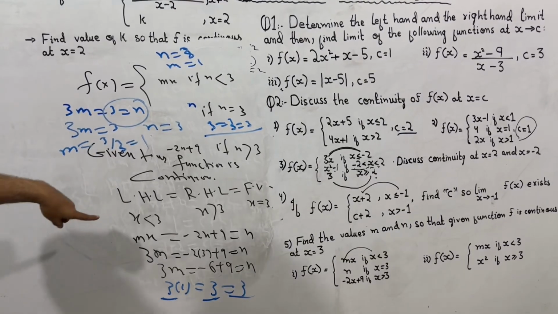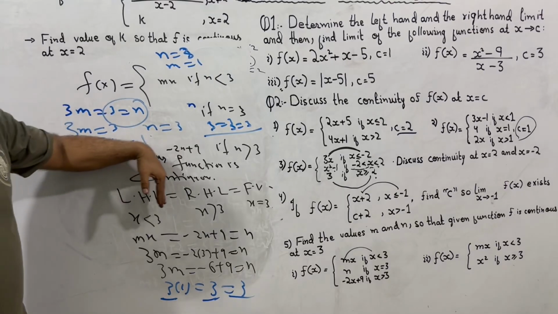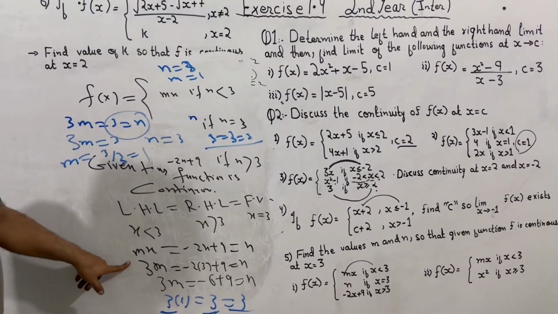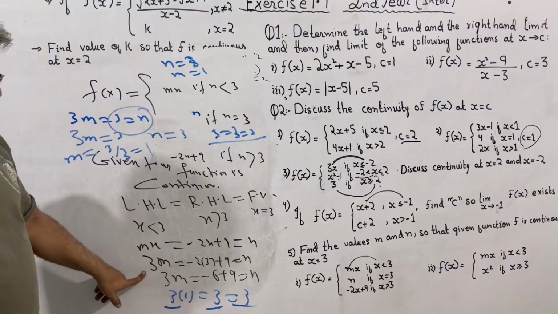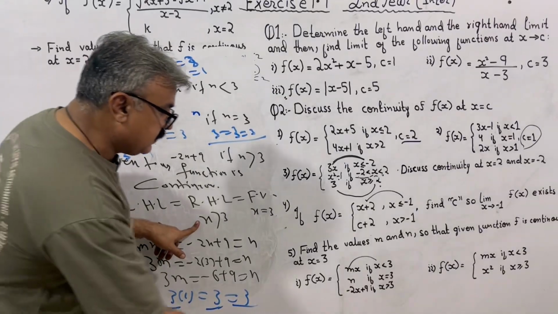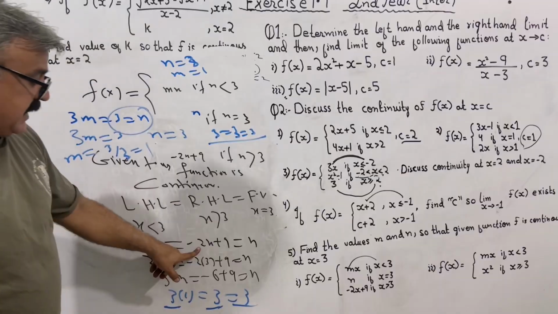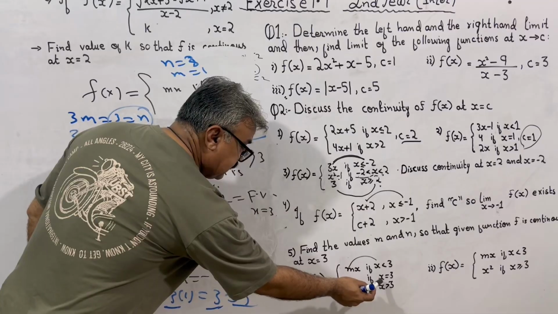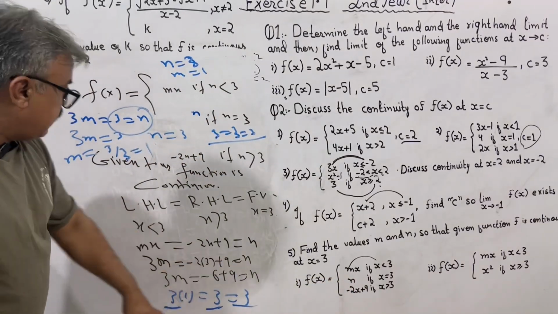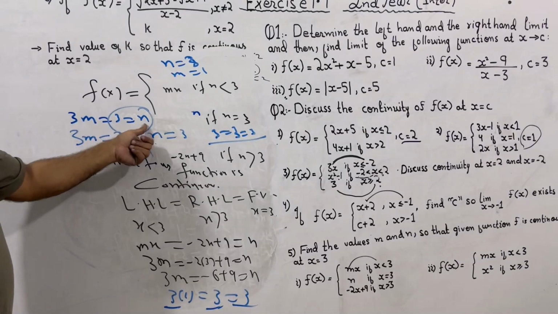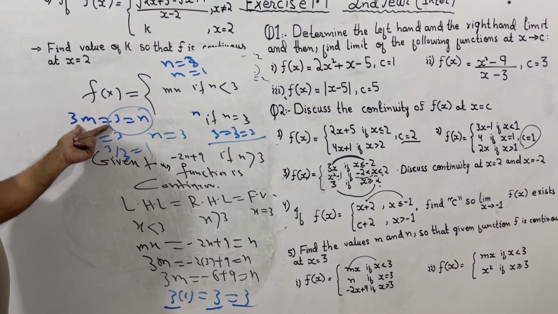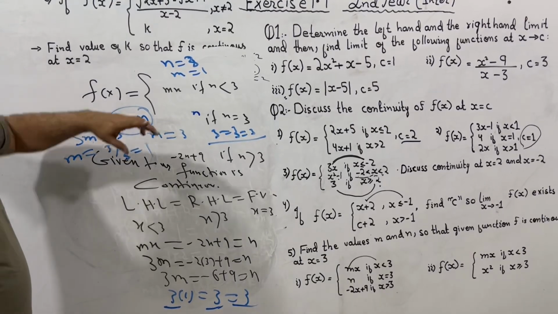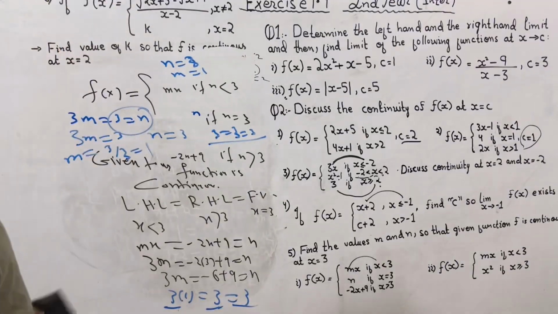If the function is continuous, then we have taken for granted that left hand limit is equal to right hand limit is equal to function value. I have written all these facts. Less than 3 means left hand limit, the corresponding value is mx. I have taken 3 times m because x is equal to 3. X is greater than 3, the corresponding function is minus 2x plus 9. I have utilized x is equal to 3, that is 3. And exactly at x is equal to 3, the function is n. I have written n. Then I have managed 3m is equal to 3 is equal to n. From this n is equal to 3. 3m is equal to 3, from this m is equal to 1. So the value of m is 1 and the value of n is 3 when the function is continuous at x is equal to 3.